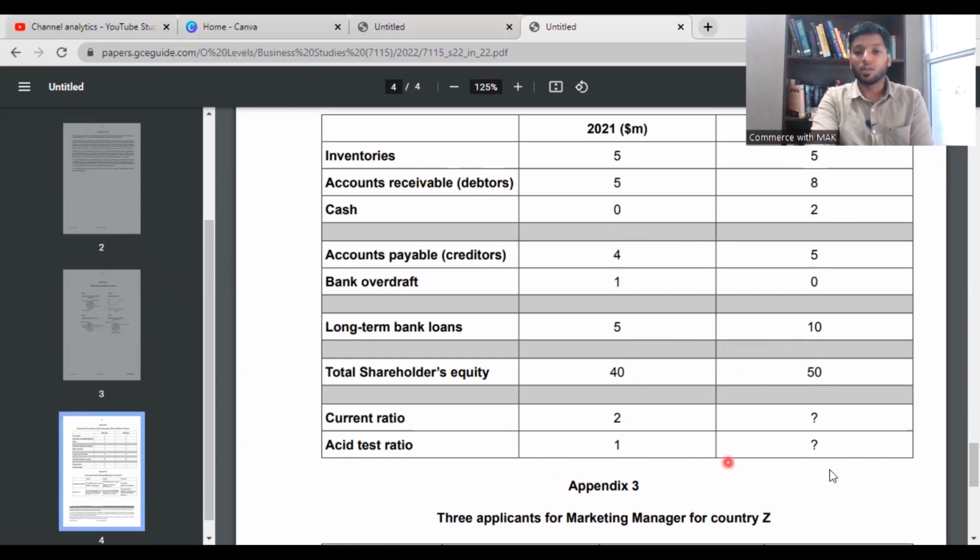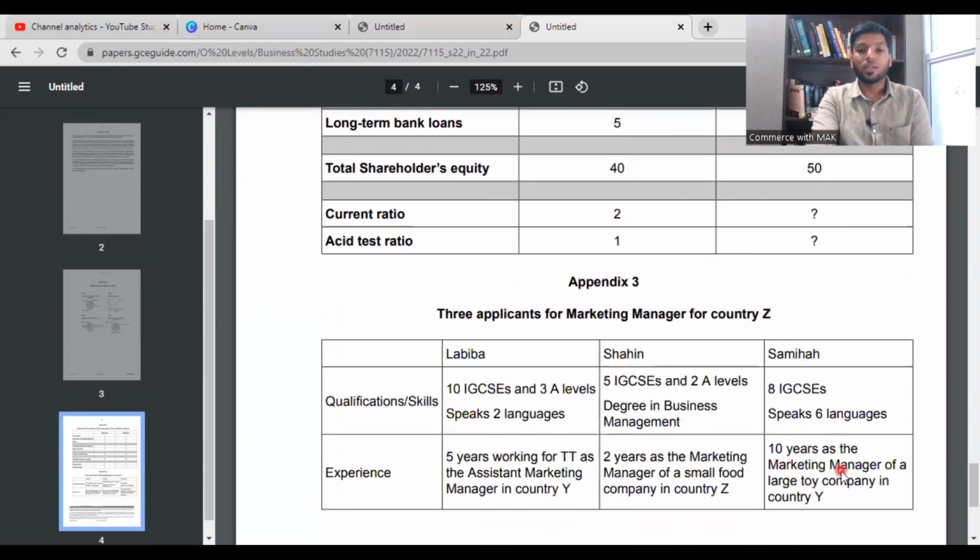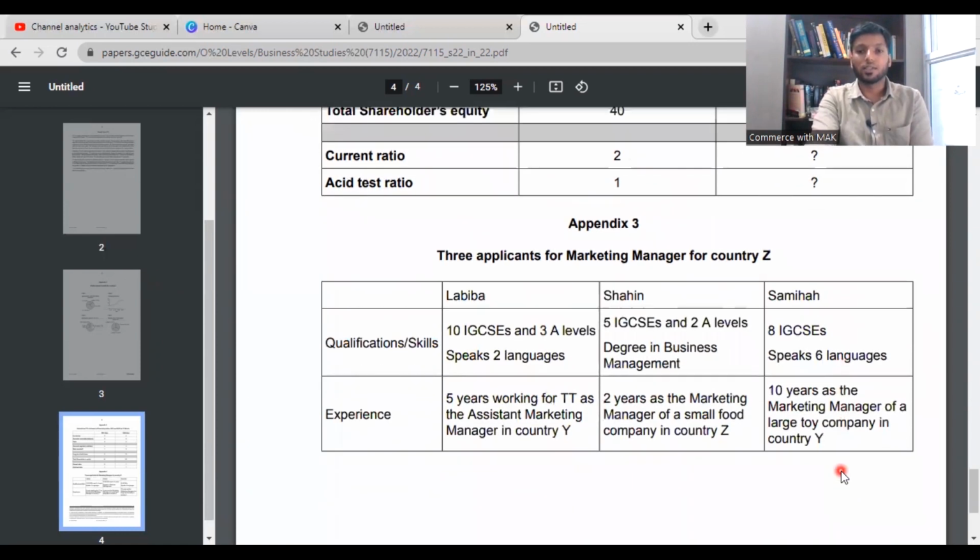Asset test ratio is 1 million and now it is question mark. 3 applicants for marketing manager for country Z. So there are 3 applicants, we need to find it out, and based on this, which applicant is qualified enough to get into our company, we should be able to say.